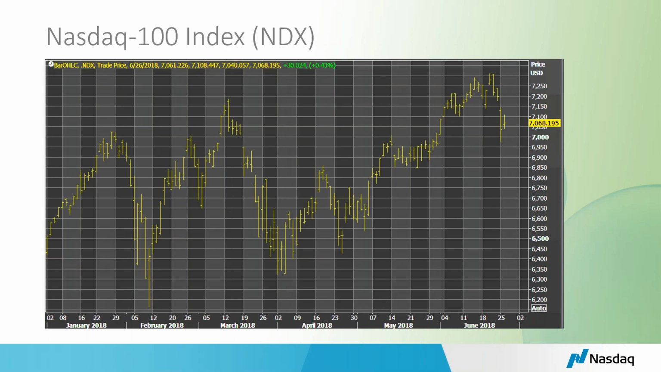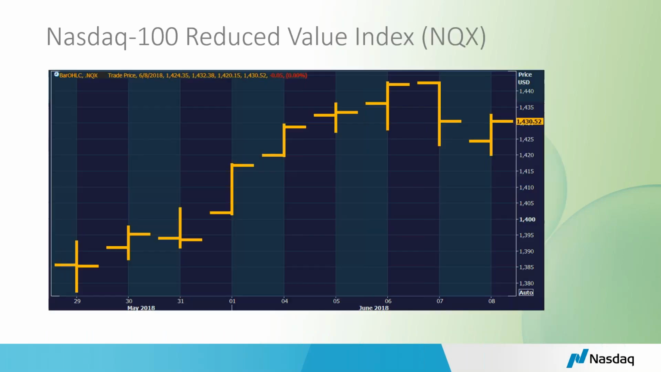And that compares and contrasts with what we're introducing today, which is the Nasdaq-100 Reduced Value Index, which goes by the trading symbol of NQX. So you can see in terms of recent price history, it's at a level of roughly 1,430. So for an options contract with a $100 multiplier, that represents $143,000 of notional portfolio value, or essentially 80% less than the coverage that would be afforded by NDX options.